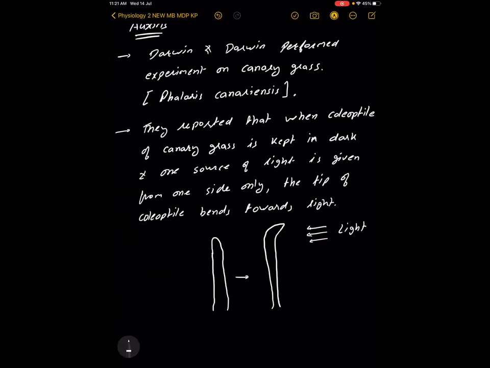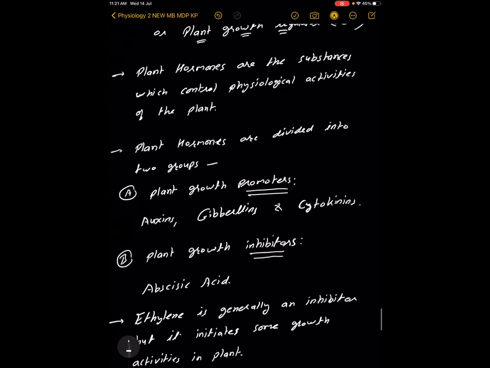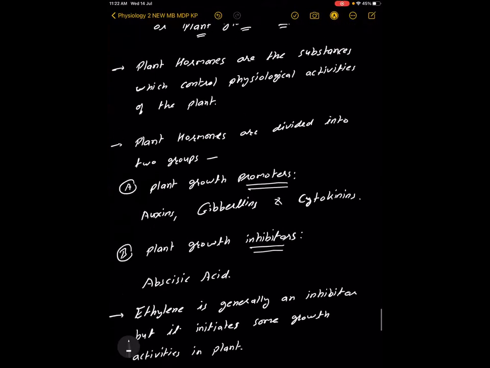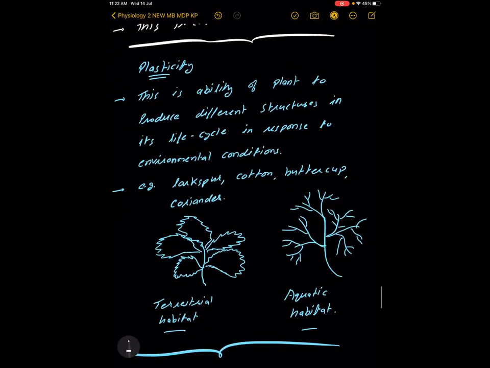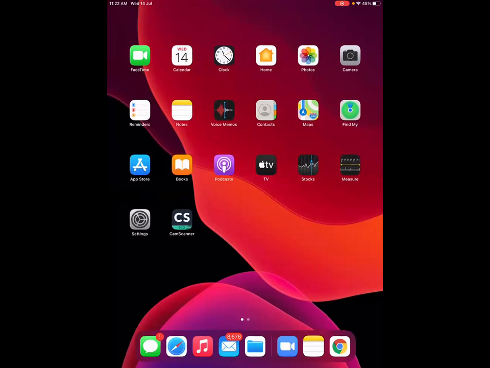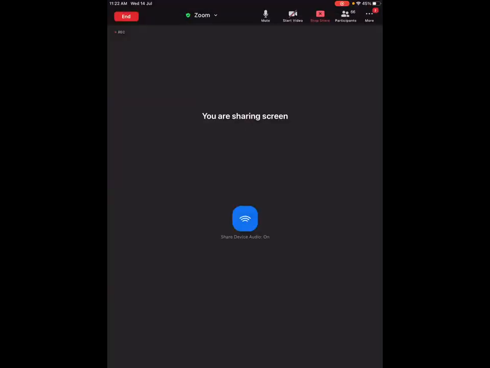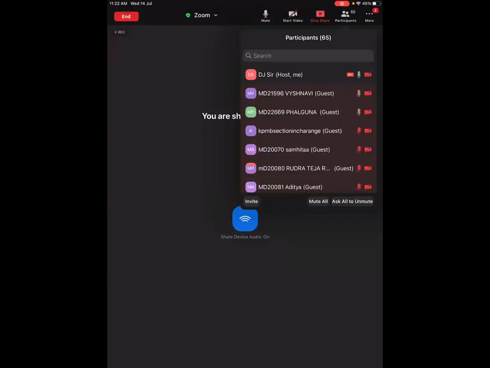Okay. Sir, can you show the paragraph before growth hormones? This one. The paragraph before plant hormone. Plasticity. Done, sir. Thank you. Bye, Ajay. Thank you, Anushka. Thank you, Vaishnavi, Sharmishta.